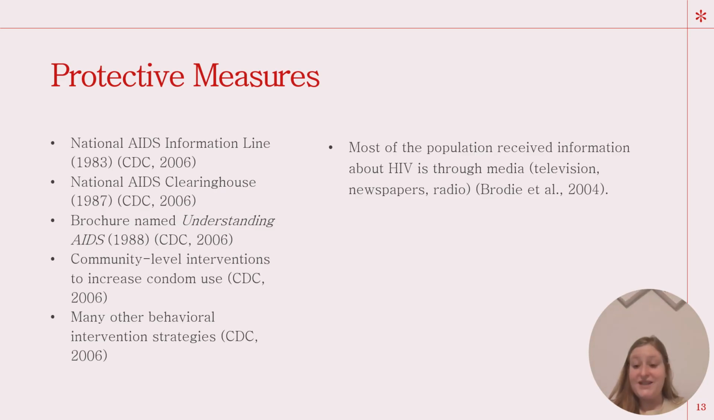So looking at some of the protective measures that I found, the National AIDS Information Line started in 1983 to answer any questions about people who had questions about AIDS. The National AIDS Clearinghouse started in 1987. They also started passing out a brochure named Understanding AIDS in 1988. And community-level interventions were used to help increase condom use. There were also many other behavioral intervention strategies that were used in order to help bring more attention to this issue and how to be safe about it.